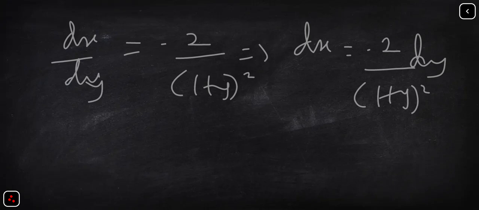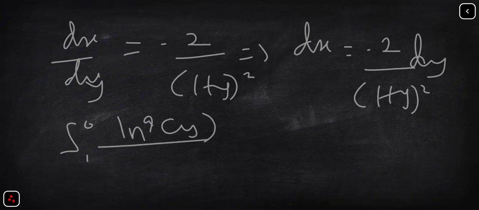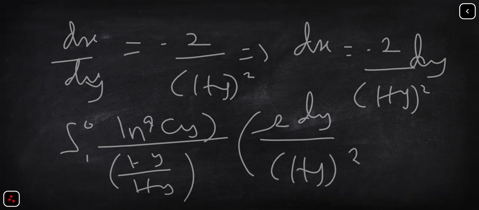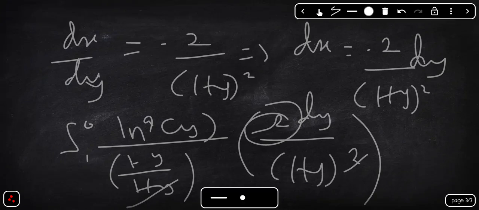So if the limit changes, our integral is going to become the integral from 1 to 0 of the natural log of y raised to the power of a over, x is now 1 minus y over 1 plus y, then multiplied by dx, which is minus 2 dy over 1 plus y squared. So we can see 1 plus y is going to cancel one out here, and we can bring this minus 2 out because it's a constant. So doing that, we are going to have a beautiful integral.